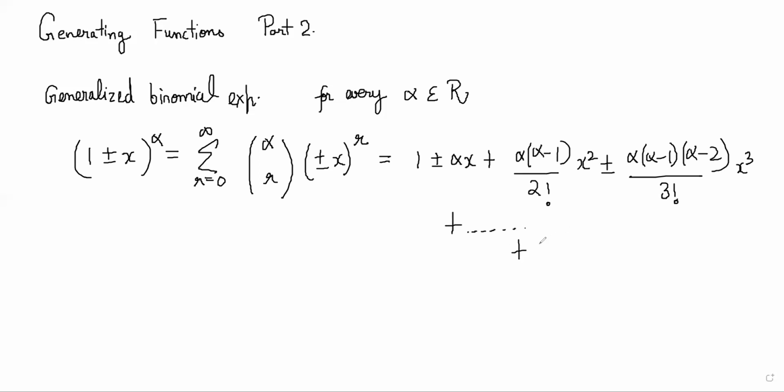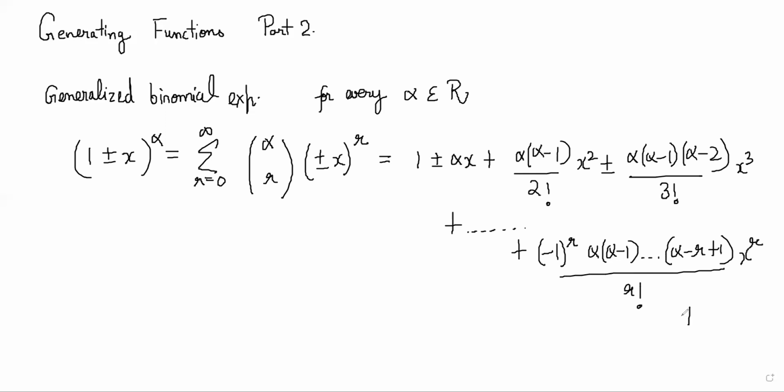The rth term here is minus 1 power r, alpha into alpha minus 1 and so on till alpha minus r plus 1, by r factorial, into x power r, and it goes on forever, right? Now this series is infinite if alpha is not a positive integer. So keep that in mind.